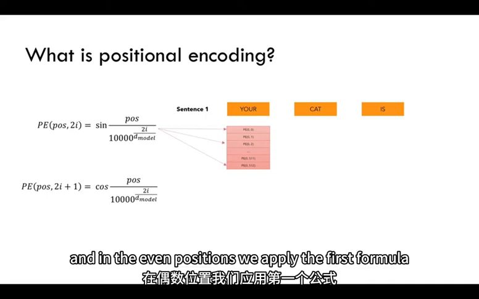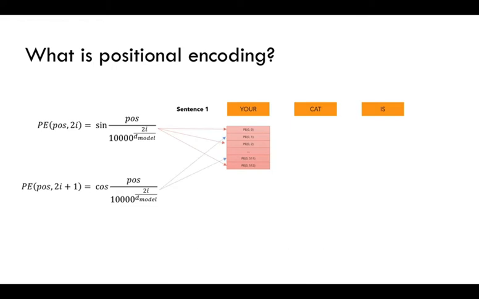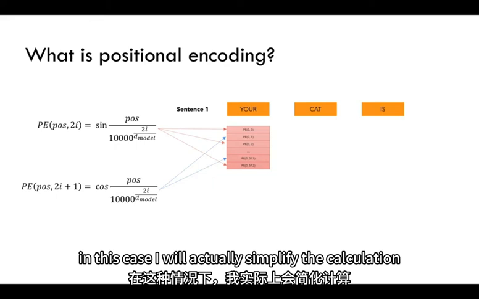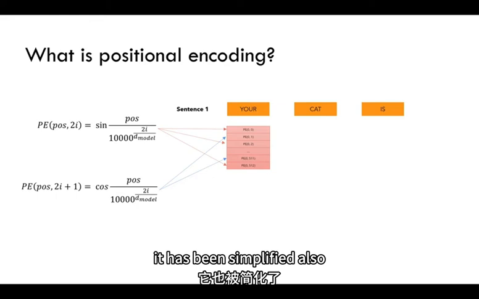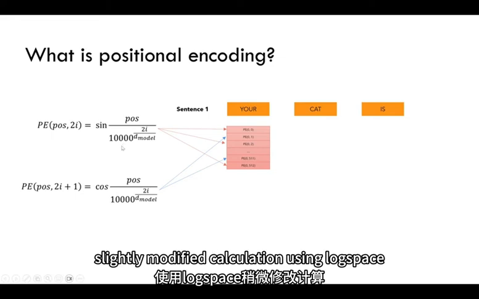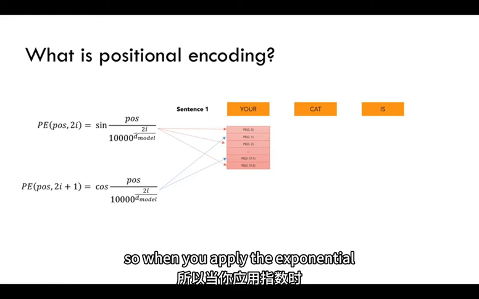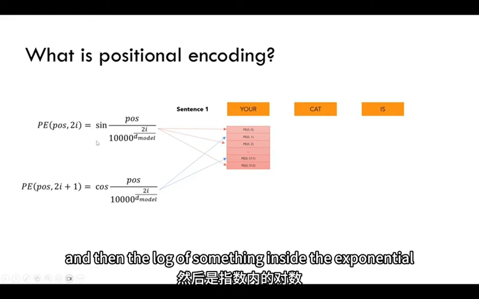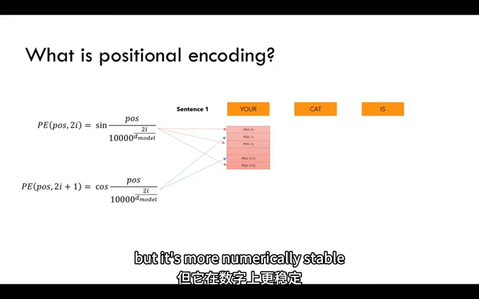And in the even positions we apply the first formula, in the odd positions of the vector we apply the second formula. In this case I will actually simplify the calculation, because I saw online it has been simplified also. So we will do a slightly modified calculation using log space. This is for numerical stability. When you apply the exponential and then the log of something inside the exponential, the result is the same number, but it's more numerically stable.